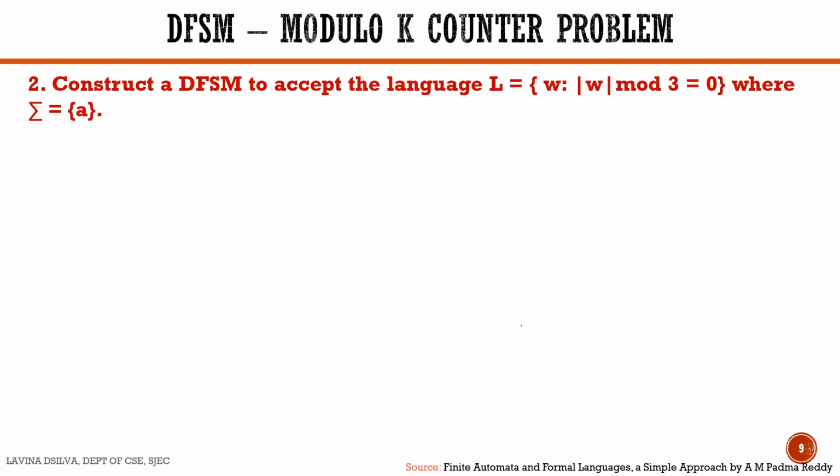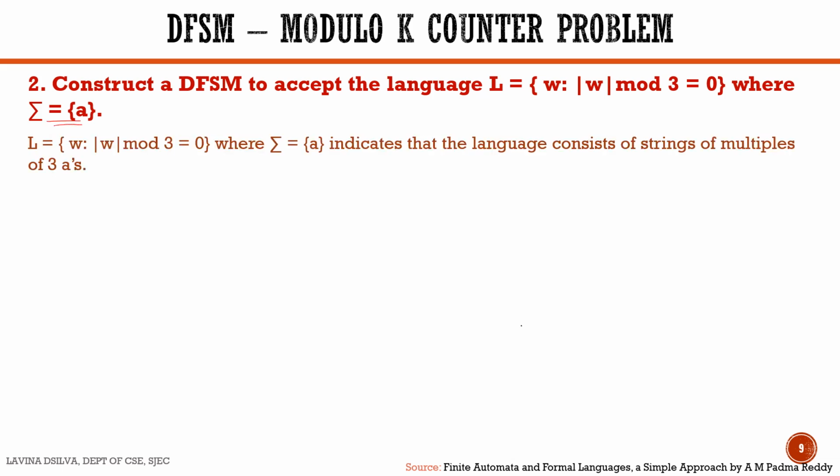Let us take another example of a modulo k counter problem, which goes like this. Construct a DFSM to accept the language L equal to {W | length of W mod 3 is equal to 0}, having sigma equal to {a}. Therefore, the alphabet over which we construct the DFSM is sigma equal to {a}.